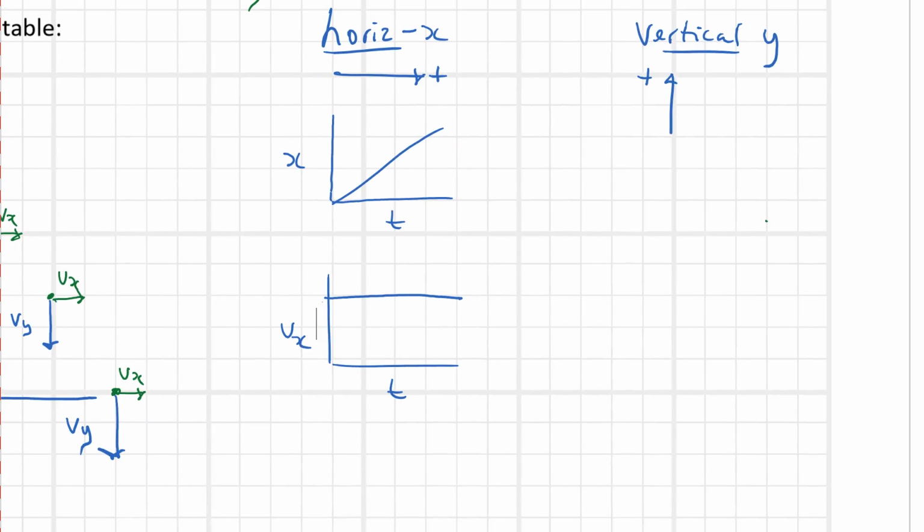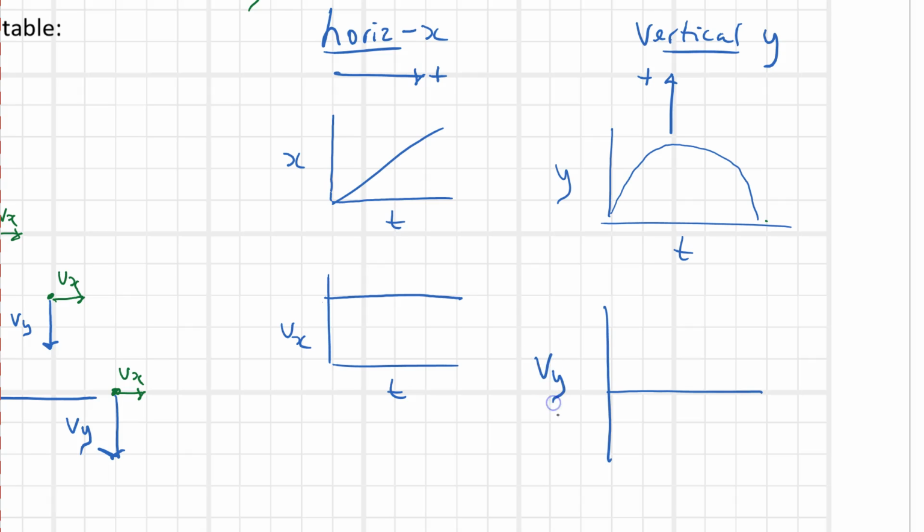For our vertical, we had a nice parabola. I guess it kind of looks like that, though depending on your data it might be a little bit different. And then our velocity in the y direction, our Vy, it was thrown upwards, and it went like that. So here's where it was going up quickly, here it was at rest, and here it was going down quickly.